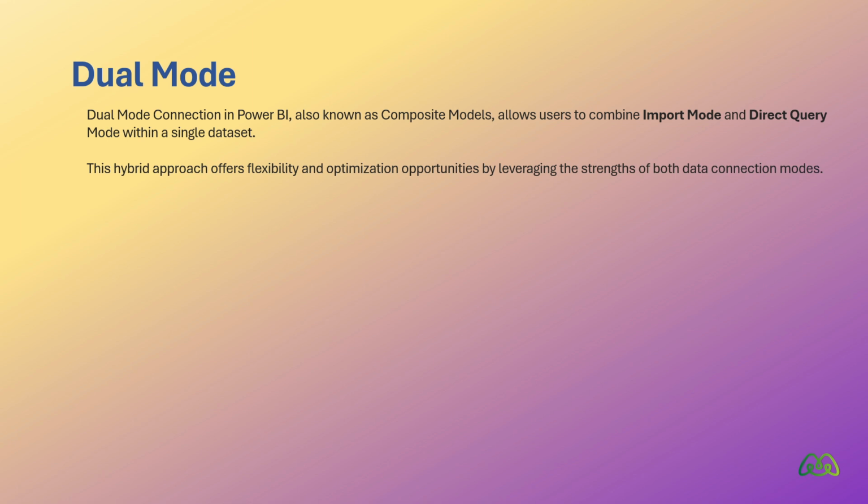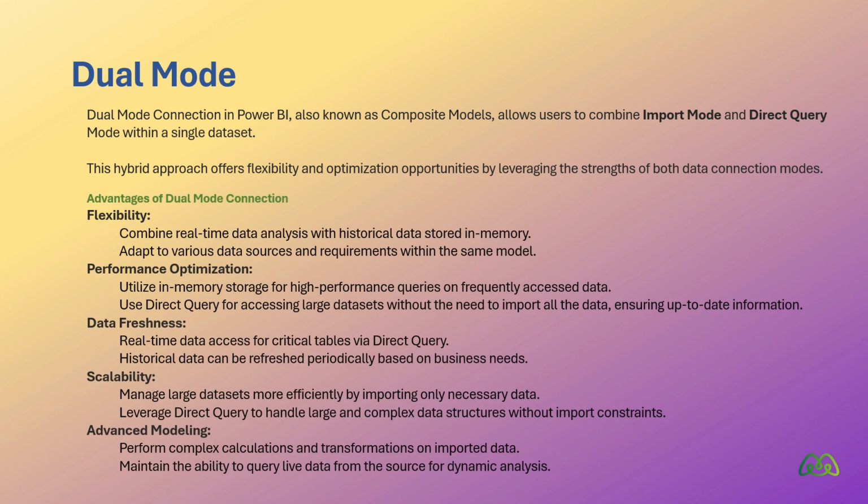Now, the third one is the dual mode. The dual mode is a kind of composite model in which import mode and direct query mode are both brought into the Power BI data model, and it is usually called a hybrid approach because you make both types of connection, import mode and direct query mode connection.